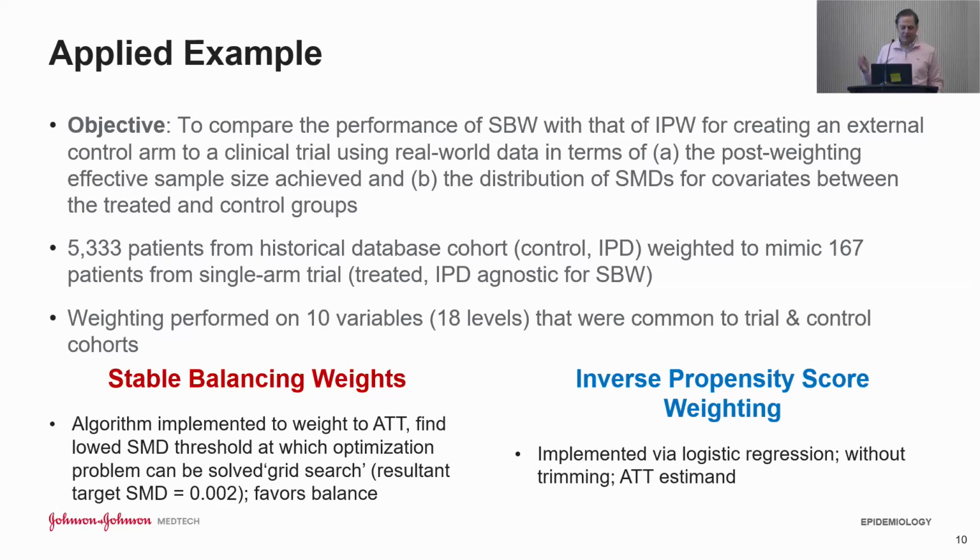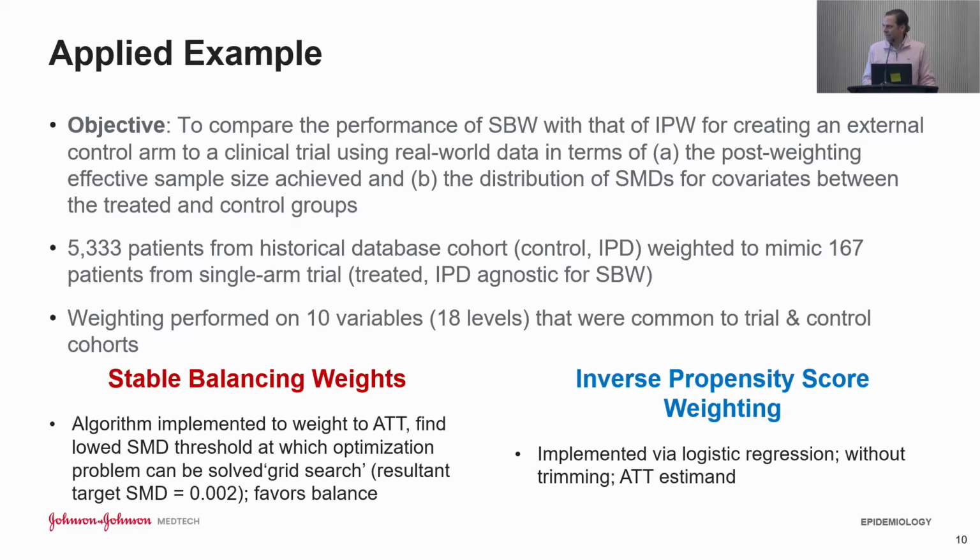Right now, we had access to the individual patient data in both cases, but you don't need full IPD for SBW. You can literally just use stable balancing weights to reweight your sample without having the data from the other cohorts. So that's kind of a cool feature of it. We weighted on 10 different variables that had 18 levels that were common between the trial and the control cohorts.